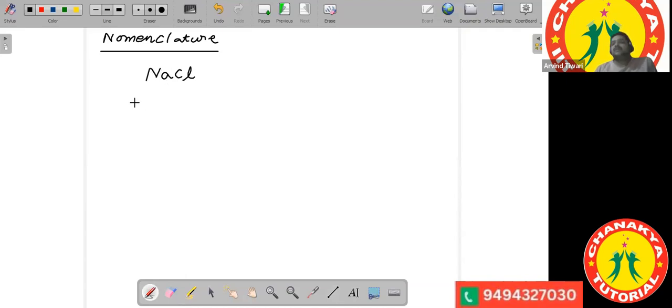Their positive ion, the cation, is named first, and then the anion. For example, the name of this will be sodium chloride, and not chlorine sodium, not that way. It is the positive ion which is named first. Similarly, we follow some rules while naming the organic compounds. And can anyone tell me what are organic compounds?